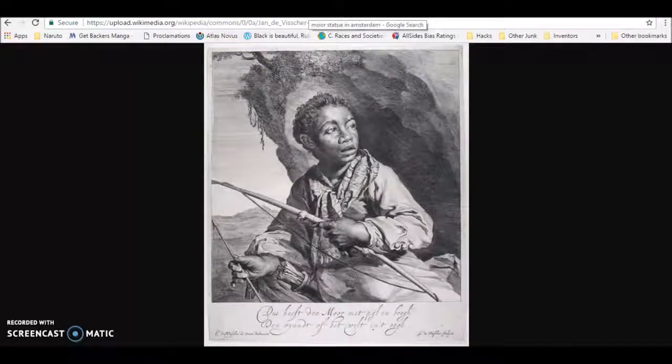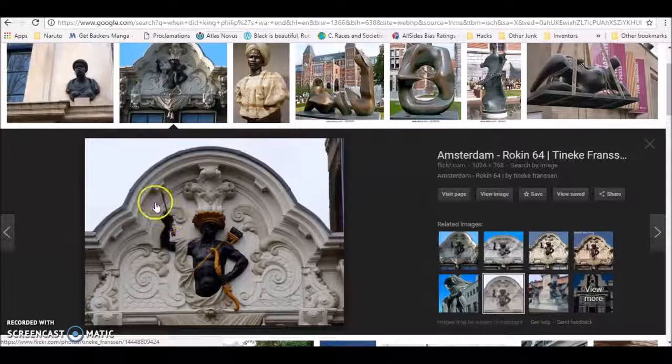Now, let me move on. I'm gonna show y'all more depictions, because this is the depiction of a Negro or Indigenous American in North America. This is what they would call an Indian. As you can see, bow and arrow, Moor in Amsterdam. I showed y'all this in my previous video. This is a Moor in Amsterdam. This is them depicting what they saw when they came over here to North America.